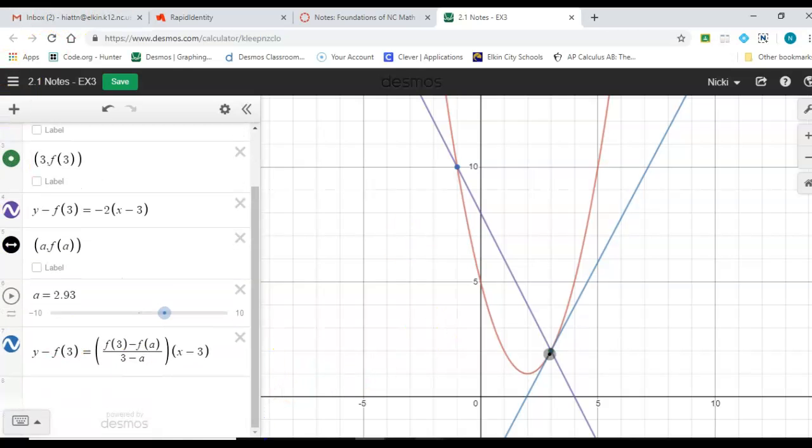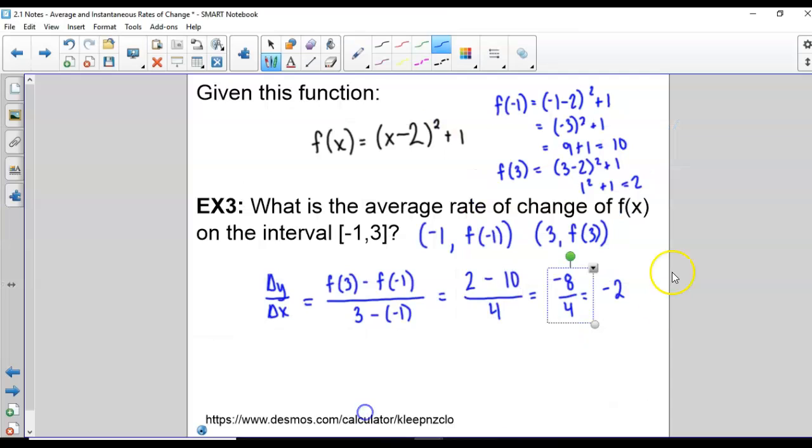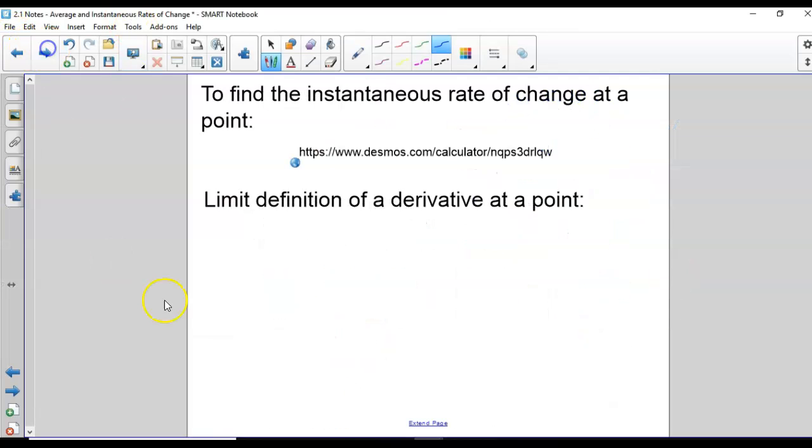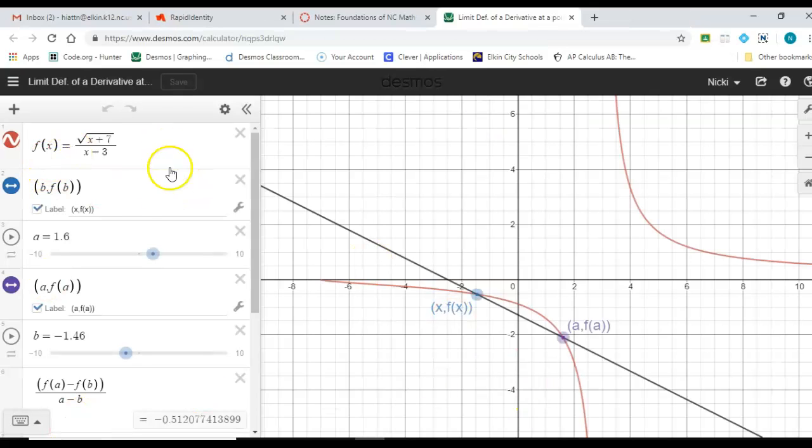So let's talk a little more about that. Let's talk about finding the instantaneous rate of change. I've made this other graph that's even more generic than the last one we just looked at. It does not matter what f of x is. Currently, I have f of x is the square root of x plus 7 over x minus 3.